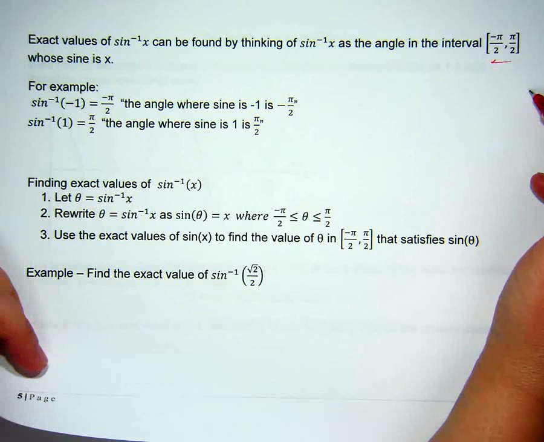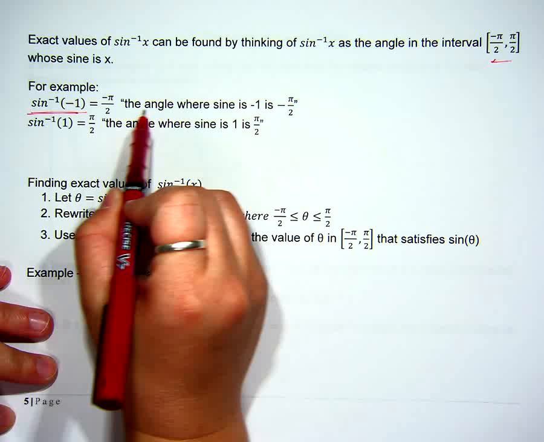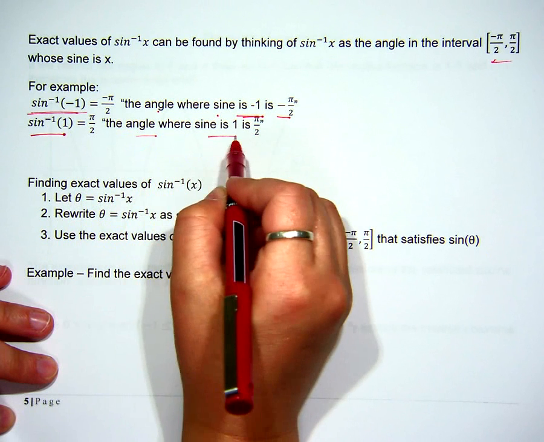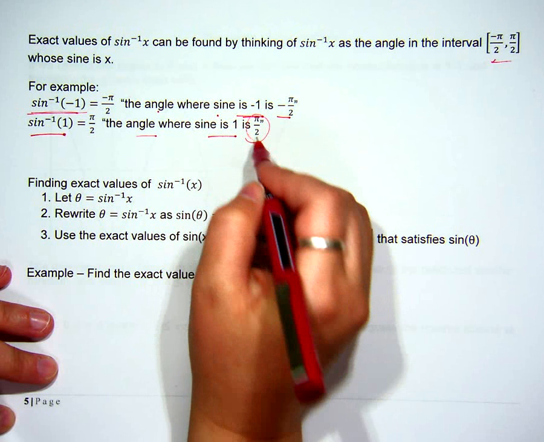For example, what if I want sine inverse of negative 1? The way to ask yourself is, what is the angle where sine is negative 1? Answer: negative pi over 2. What if I wanted sine inverse of 1? What is the angle where sine is 1? Answer: pi over 2.